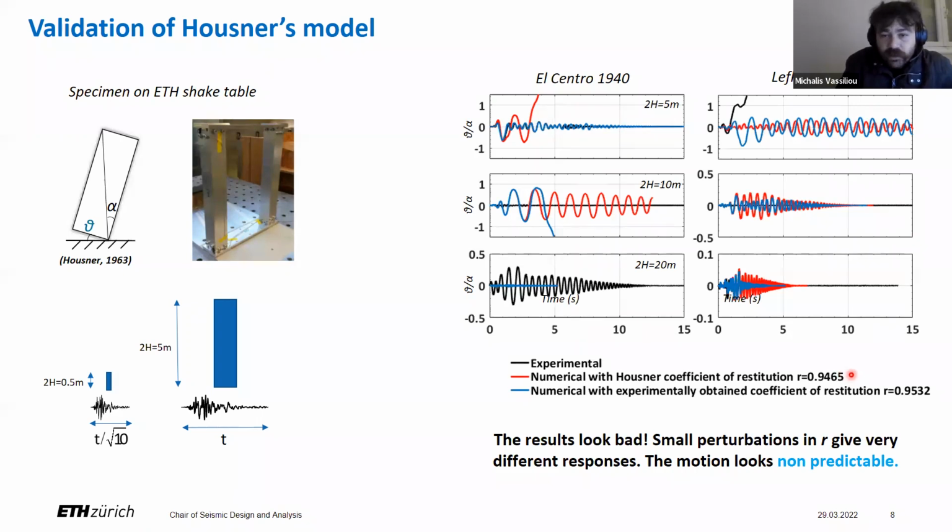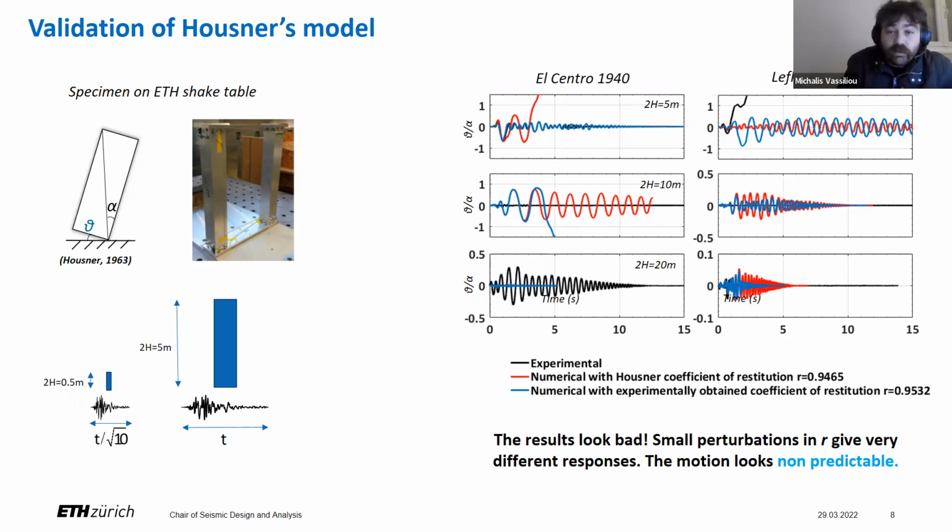Look at the coefficients of restitution. Housner predicted 0.9465, and experiments showed 0.9532. Remember, coefficient of restitution is post to pre-impact angular velocity. I mean, compare these two values. How much better could Housner do? But this tiny difference, and here is the problem, leads to very different solutions. This is the definition of chaos. A small perturbation leads to deviating solutions.